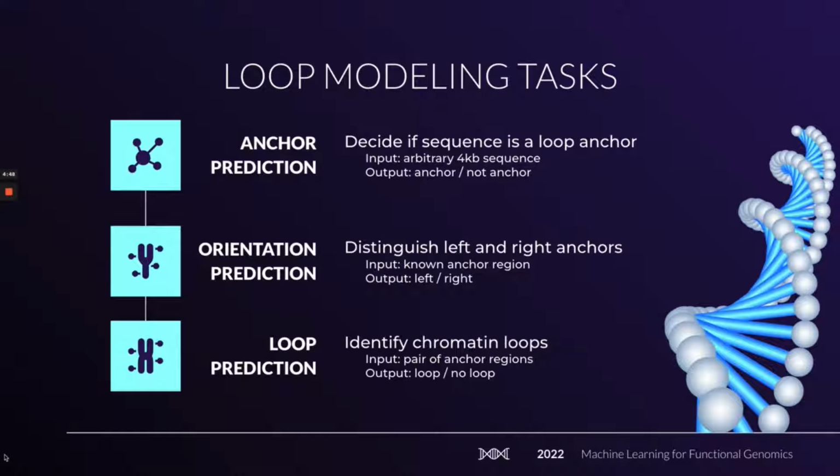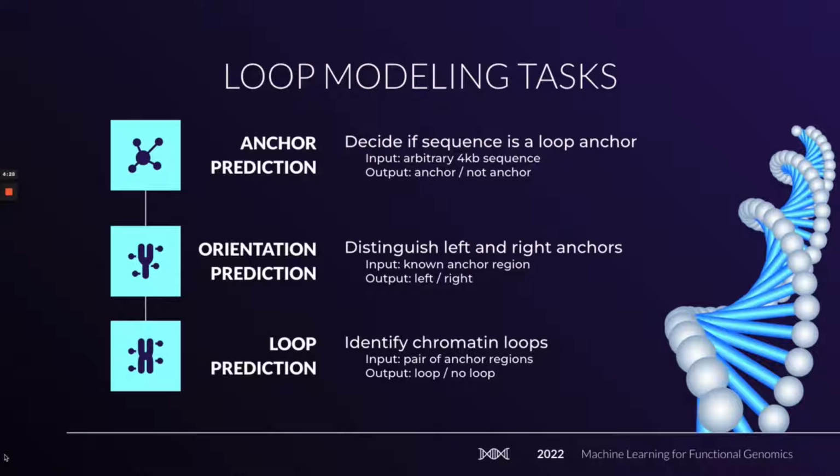We start our research from the work proposed in the DeepMILO paper published in 2020 by a group at Cornell. In this paper, they divide the insulator loop prediction task into three different subtasks. The first task is to predict anchor regions. We could think of this as a binary classification problem where we predict if an arbitrary sequence of 4,000 base pairs is an anchor region or not.